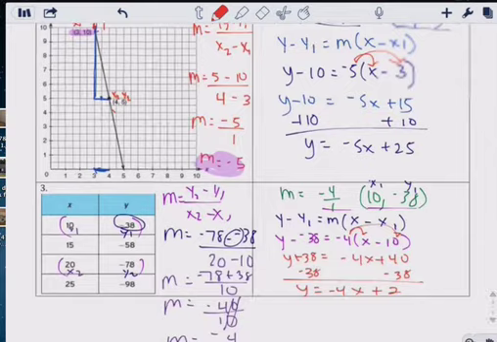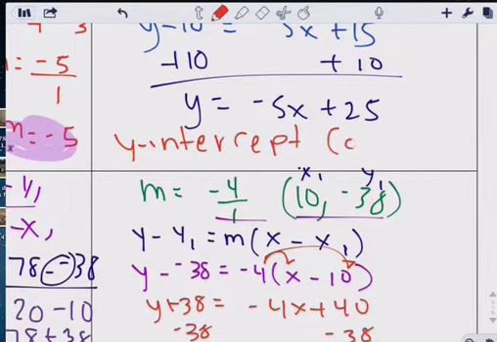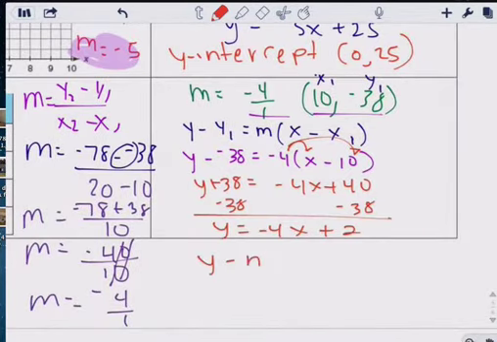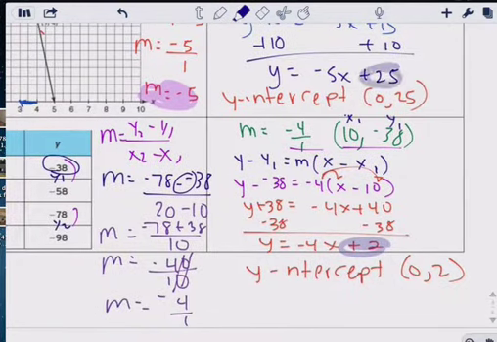Oh, I forgot to answer the y-intercept. Y-intercept is at 0 and 25, right there. The y-intercept here is at 0, positive 2. So it's your y-intercept, remember.